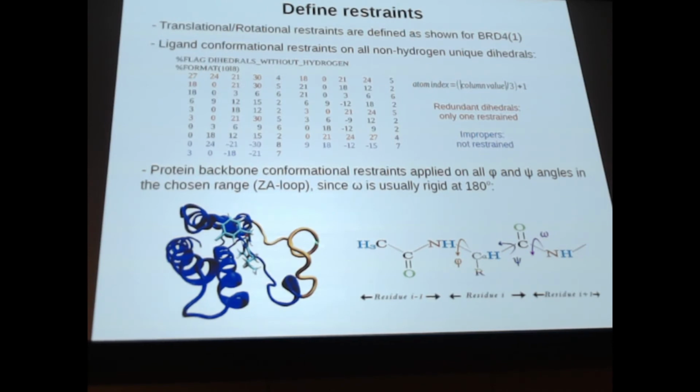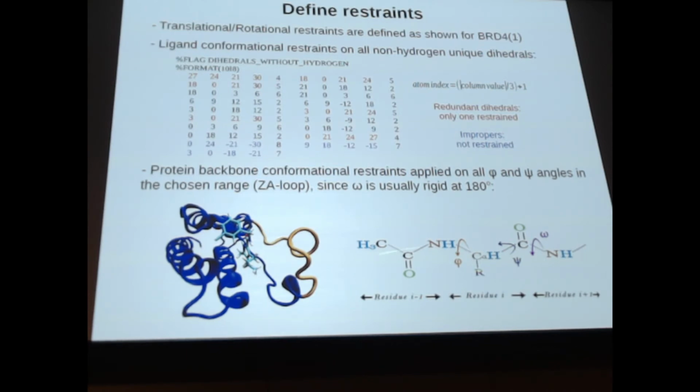So then I apply this protein backbone restraint. I just choose this backbone range that I want to restrain. This is the ZA loop, so this is very flexible. I don't want this stuff moving around when I pull the ligand out. So I just restrain this part, choose a sequence, let's say from residue 10 to 40, and I restrain all the phi and psi dihedrals. I don't worry about the omega ones because these are usually very rigid at 180. Rarely they're 0, but they're usually 180, so I don't have to worry about them.